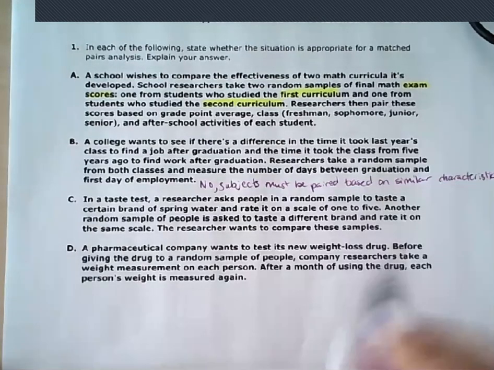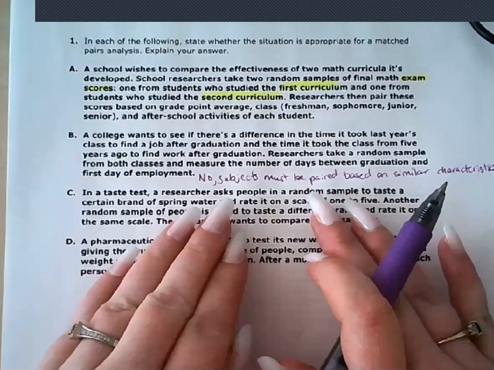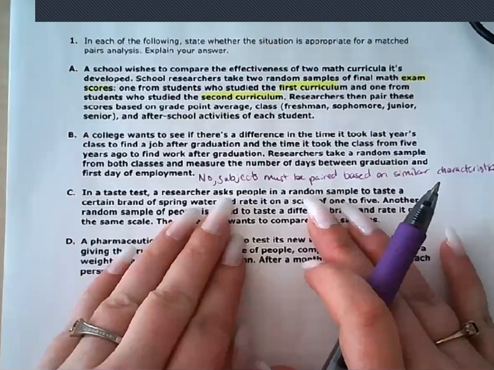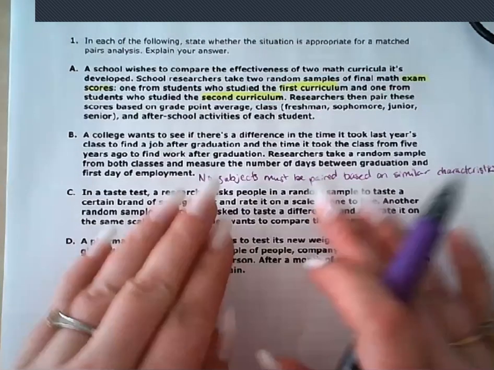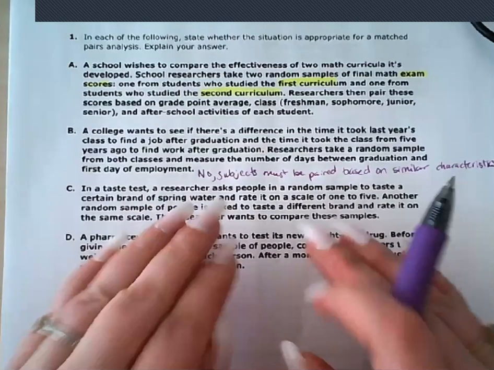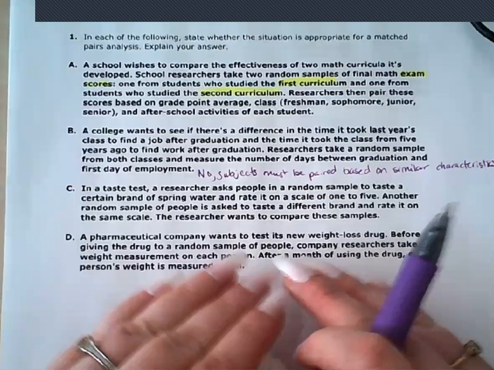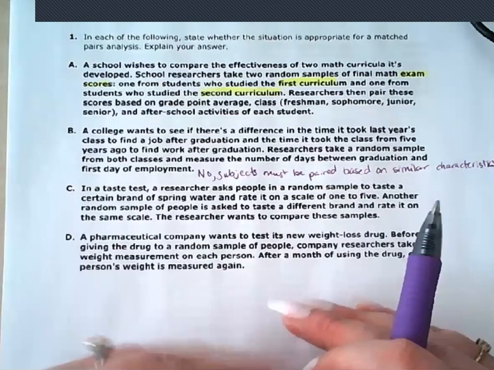That's also why, like in our previous unit, if you're asked to describe or to create a matched pairs experiment, you have to describe how you are matching your subjects. And you need to list all of the characteristics that you want to be similar. Of course, if you're matching them to themselves, then that's obvious. They're the same person.